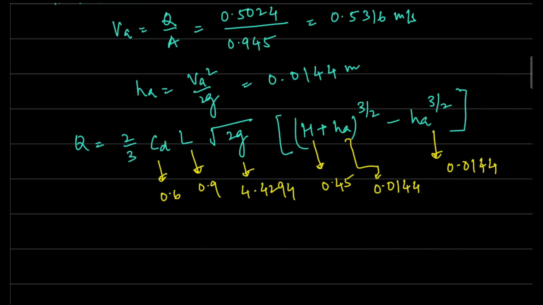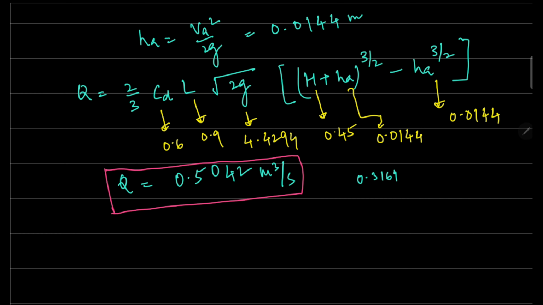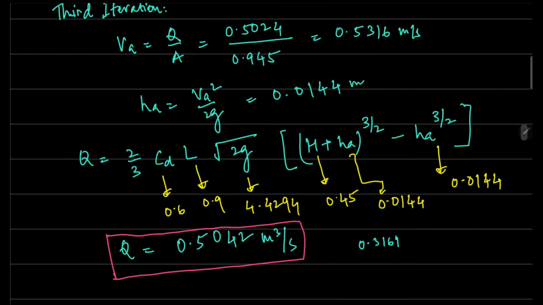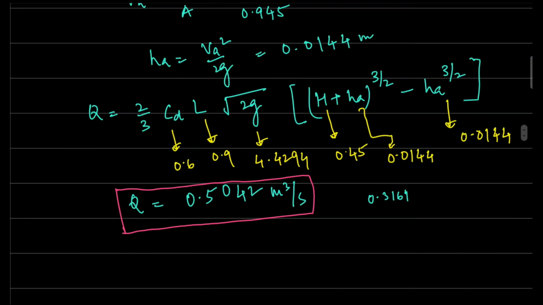So if we find out the Q value, that comes out to be 0.5042 meter cube per second. So this is the Q value we are getting from the third iteration. If you look at the findings from the second and third iteration, this is 0.5042 and this is 0.5024. So now the difference between these two values is very small.